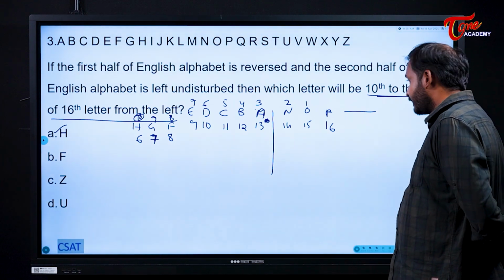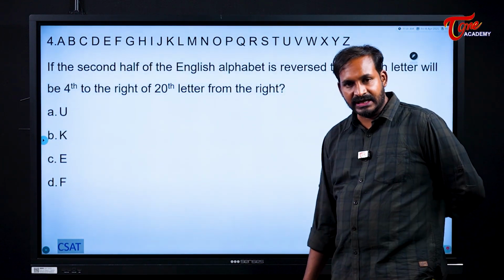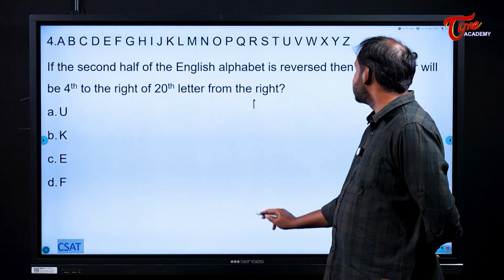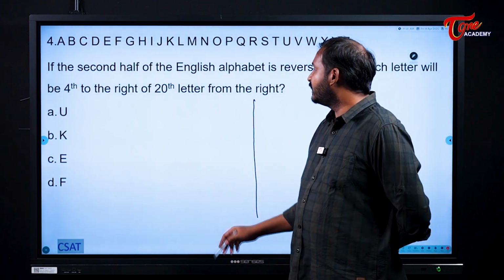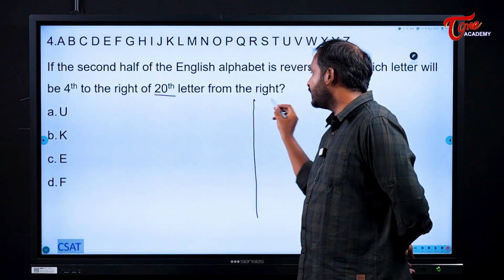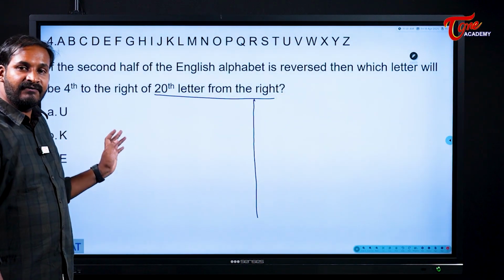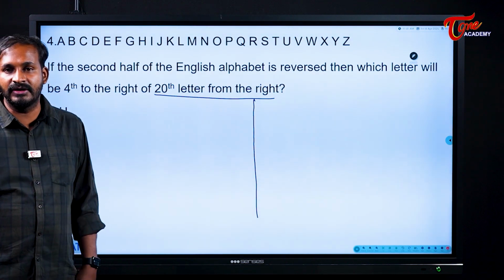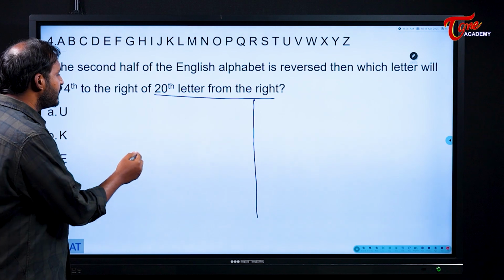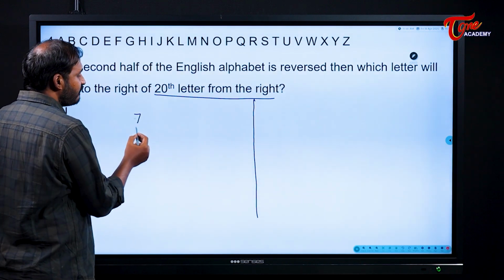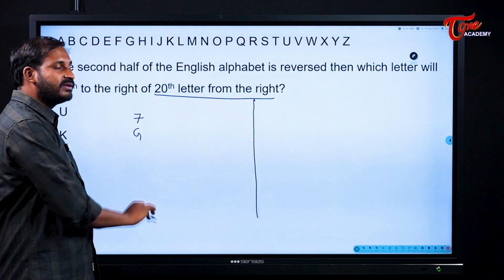Okay, next one. If the second half of the English alphabet is reversed, that means the first half is unchanged. Which letter will be fourth to the right of the 20th letter from the right? See, what is the 20th letter from the right? From the left we know, but from the right what will you do? 27 minus 20. What will you get? 7. So what is the 7th alphabet for me? G. G is the 7th. So this is the 20th from the right.